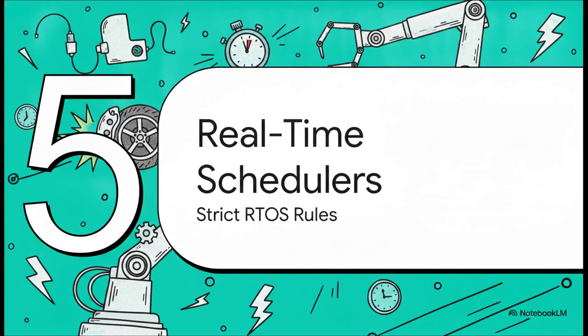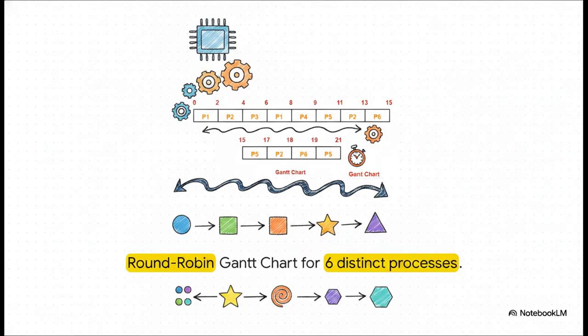Finally, Section 5. Let's look at real-time system schedulers and the incredibly strict rules of an RTOS. So the crucial point is, when we apply these concepts to critical embedded devices, we're talking pacemakers, anti-lock brakes, industrial robots, we enter the world of real-time operating systems, or RTOS. In an RTOS, missing a deadline by even a single millisecond could be absolutely catastrophic. Everything must be mathematically predictable.